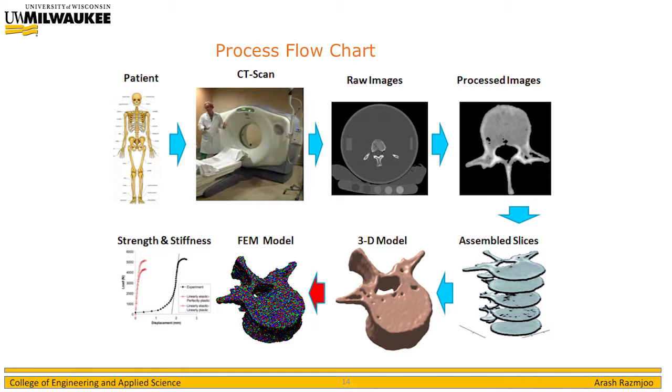The process or flowchart that we followed is as follows. First, the sample or patient goes to CT imaging, and the CT device gives us the raw images. As you can see, we have the gray color around the body. We should remove and get rid of this part. For this reason, we process the images and remove the unnecessary surroundings. And then we assembled the slices and made the 3D finite element model, applying boundary conditions, material property, and loads, and extracted the load displacement diagram.